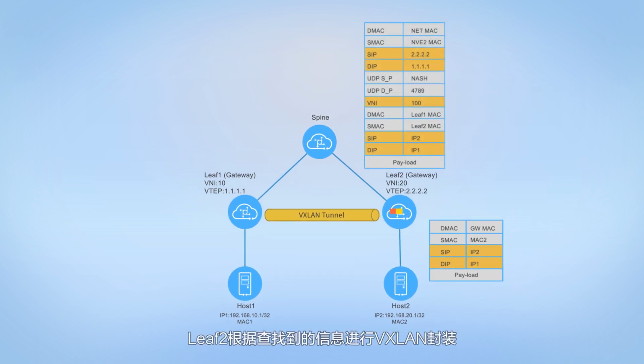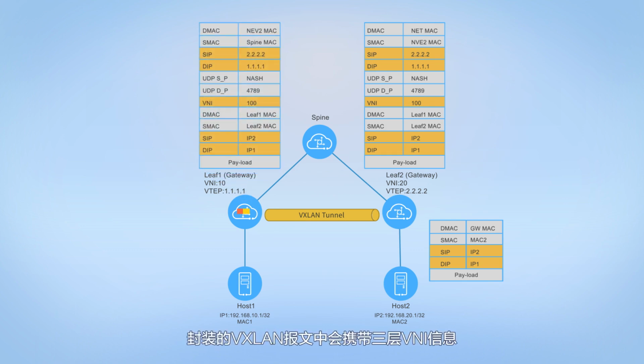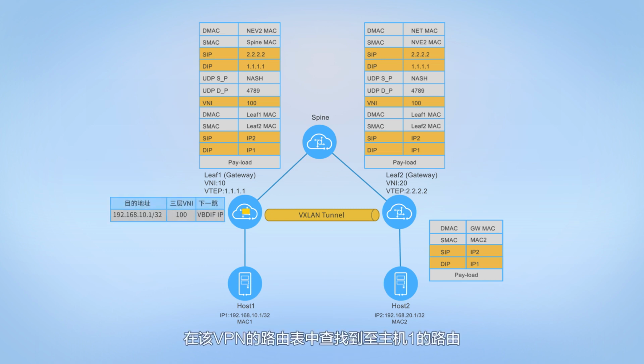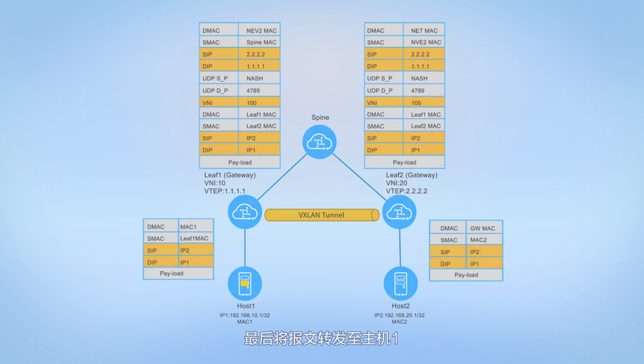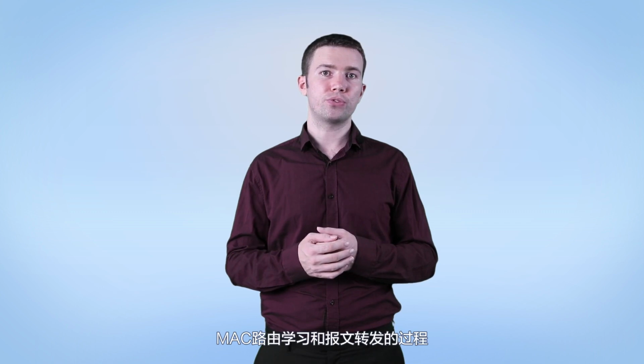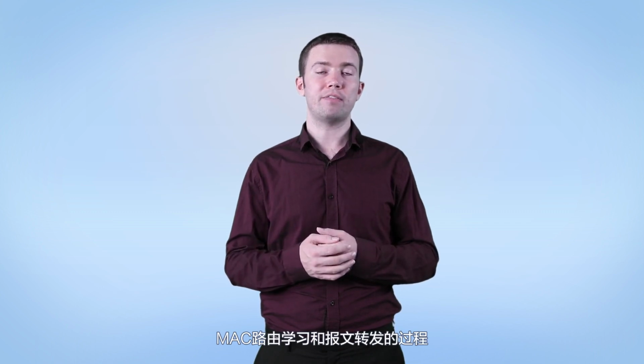It encapsulates the packet using VXLAN based on the obtained information and forwards the packet to leaf 1. The encapsulated VXLAN packet carries layer 3 VNI information. After receiving the VXLAN packet, leaf 1 decapsulates the packet, finds the corresponding VPN based on the layer 3 VNI carried in the packet, finds the route destined for host 1 in the VPN routing table, and forwards the packet to host 1. The preceding information presents how to establish VXLAN tunnels on switches and enable switches to learn MAC addresses or routes and forward packets through BGP EVPN.